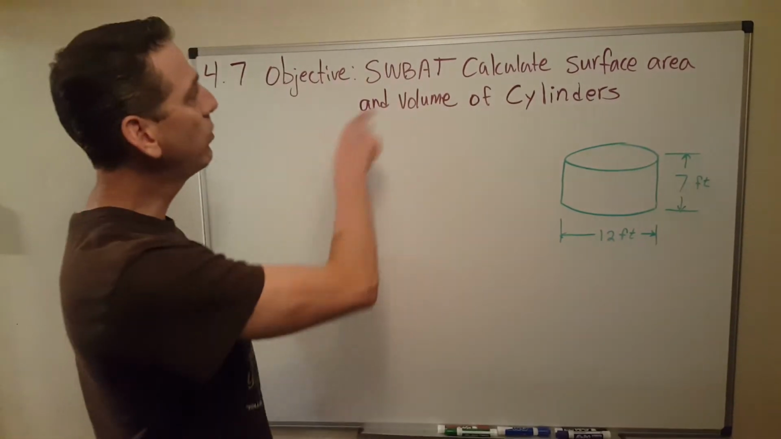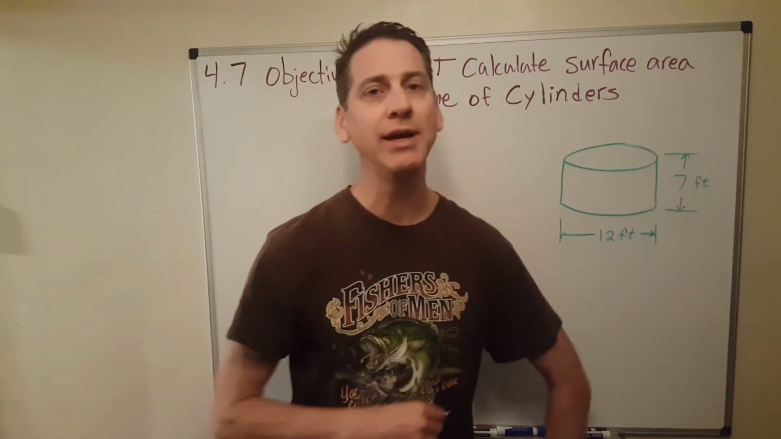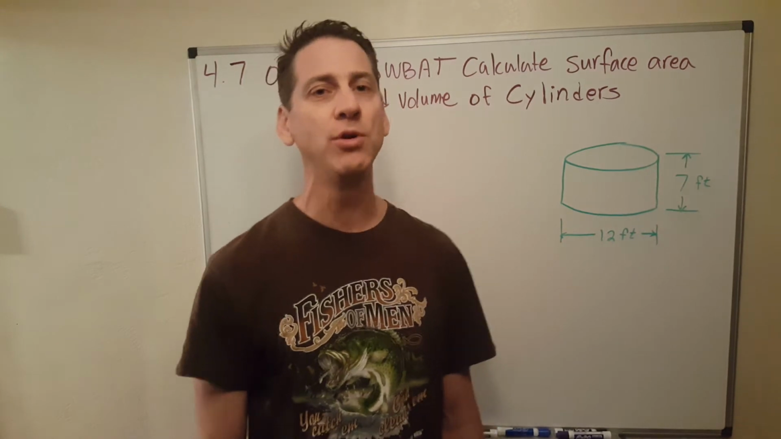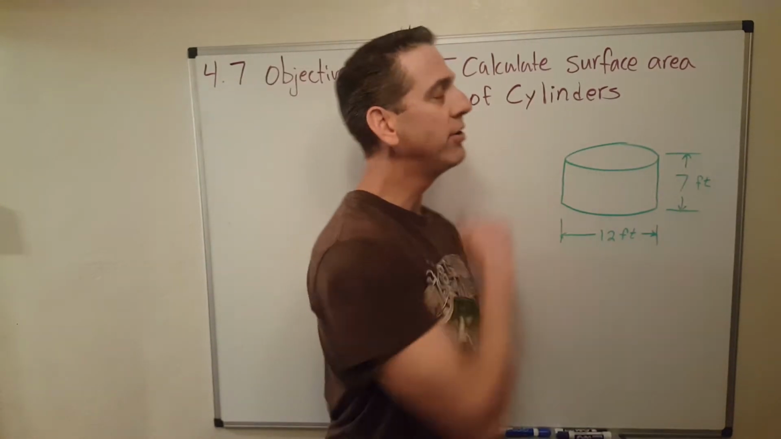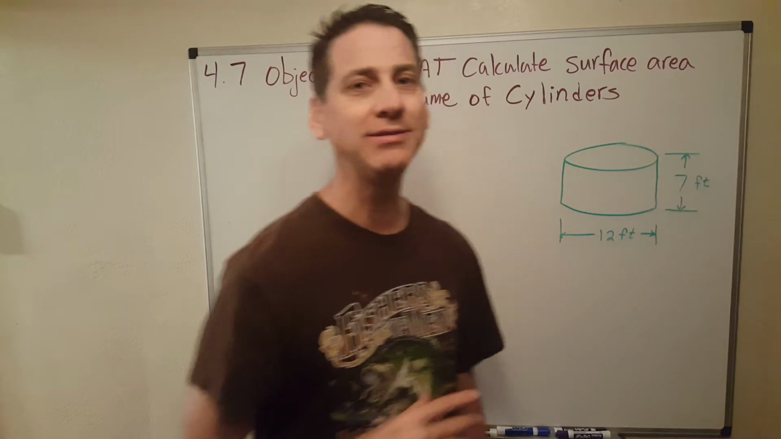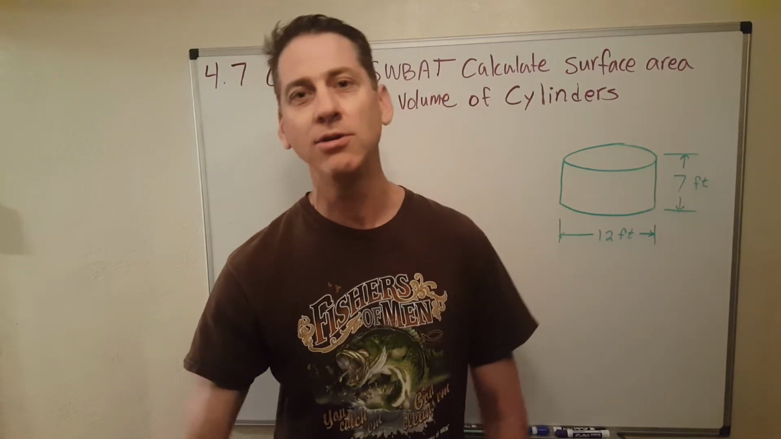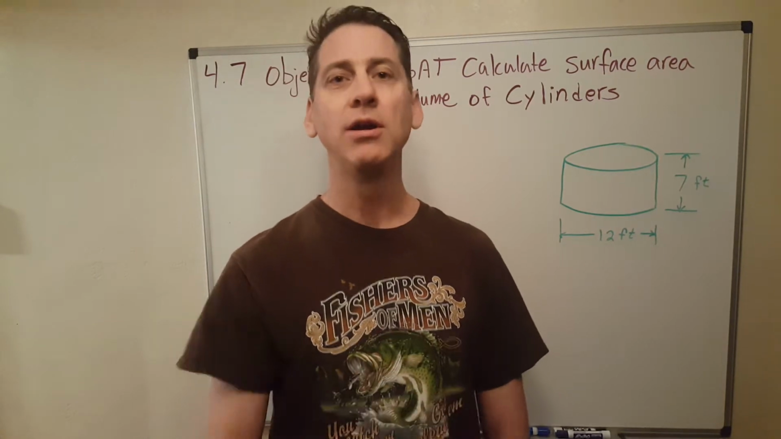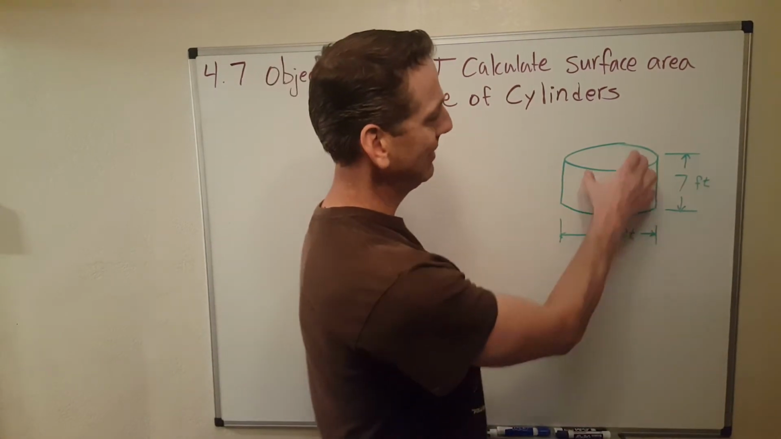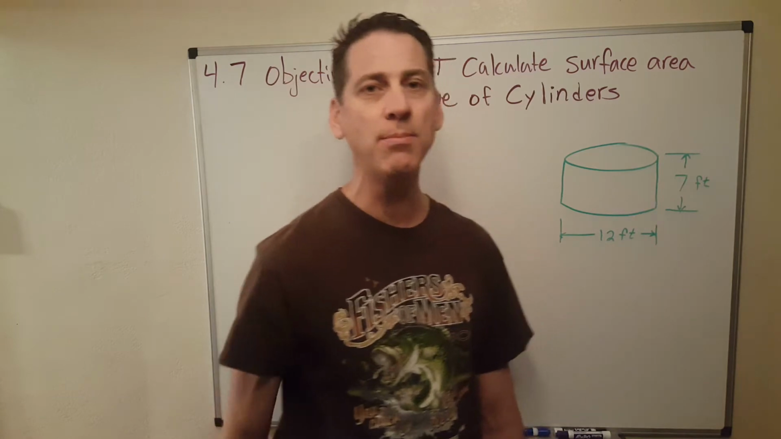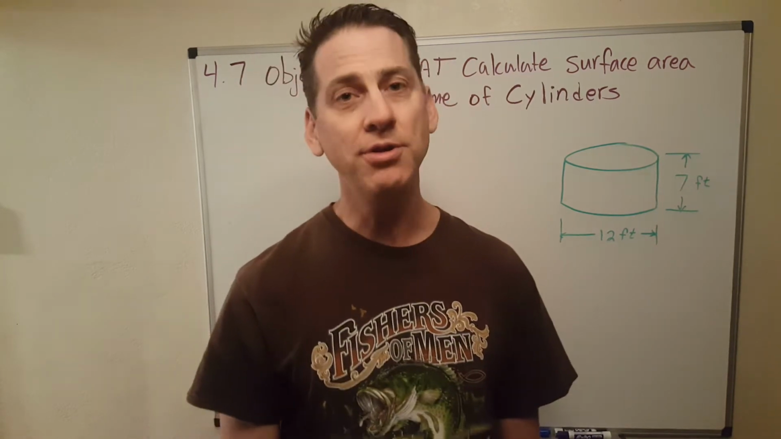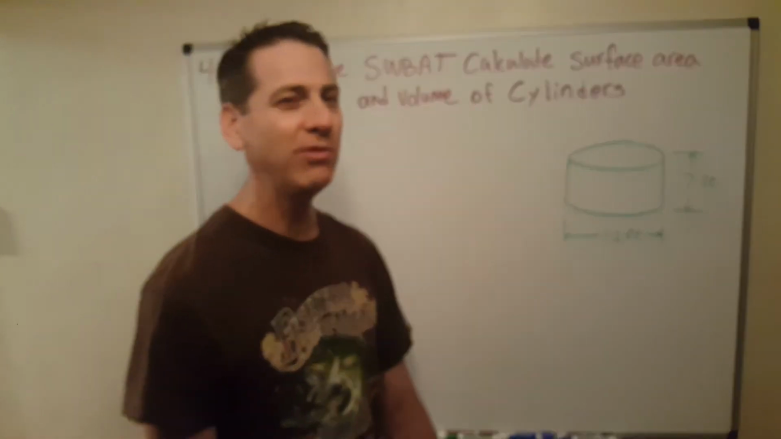All right, so we're going to learn how to calculate the surface area and the volume of cylinders. So what's a cylinder? Well, there's a cylinder, right? If you think of a Coke can or a glass jar, anything that's got two identical circles on the top and bottom, that's a cylinder. They're all over the place.